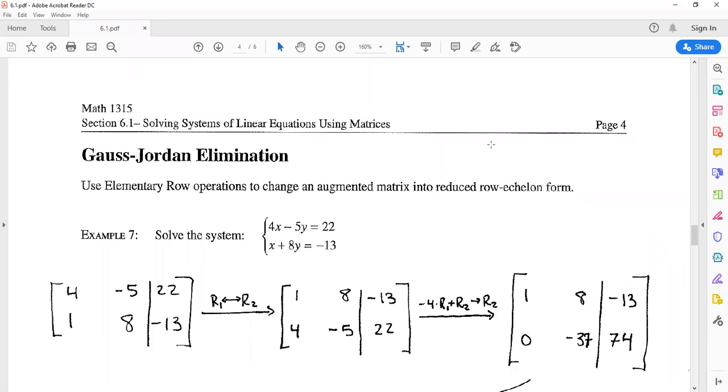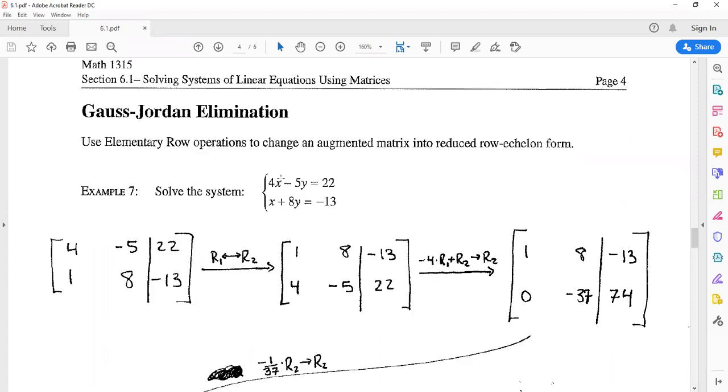All right, people, let's do some Gauss-Jordan elimination. What we're going to do is use our elementary row operations to change an augmented matrix into a reduced row echelon form matrix. There is a systematic way that we'd like to do this. First, we're going to take the system of equations that we're given and write it as an augmented matrix.